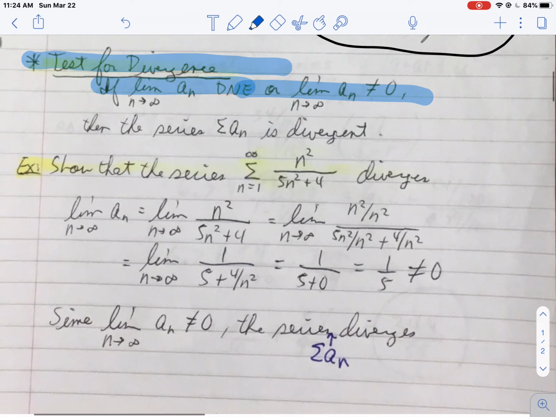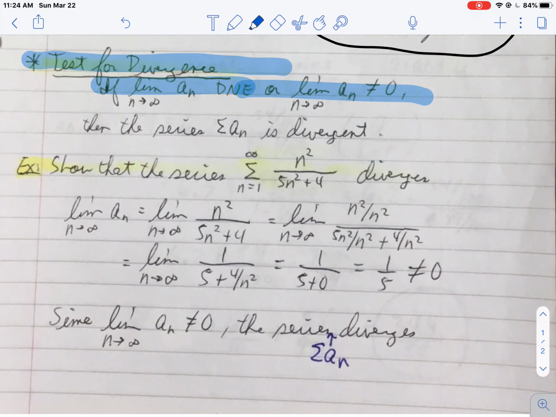Okay, so here's an example. Show that the series, the sum as n goes from 1 to infinity of n squared over 5n squared plus 4, diverges. So the first thing we always look at, and again, this is always my first test for any series, is the limit as n approaches infinity of a sub n, the sequence of the terms, which would be the limit as n approaches infinity of n squared over 5n squared plus 4. And then we're evaluating that limit normally.